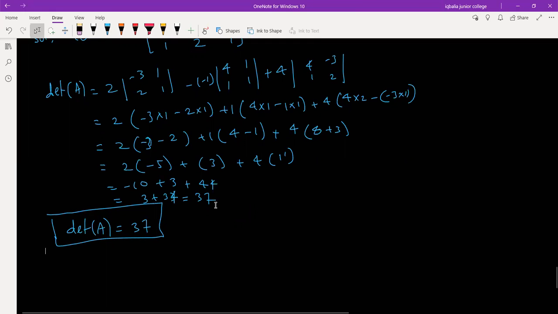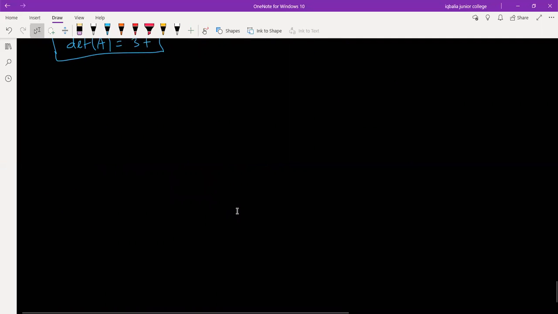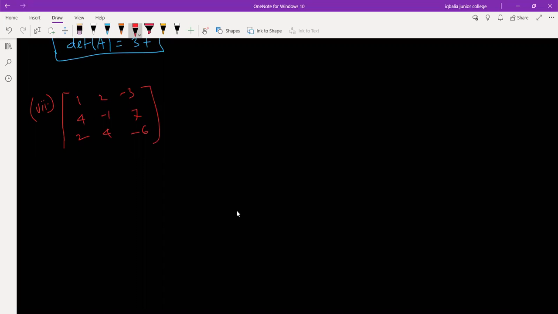Have 7, 8, 9, 10 questions. The fourth question is, so we are... question is the matrix 1, 2 minus 3, 4 minus 1, 7, 2, 4 minus 6. So let's see who will get the first.